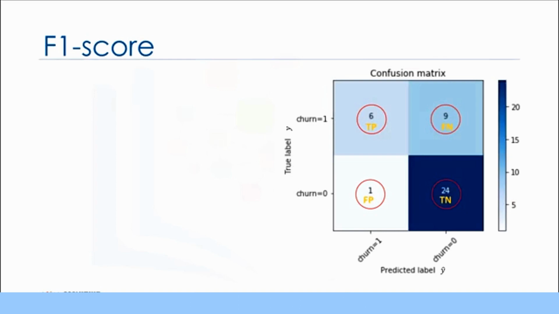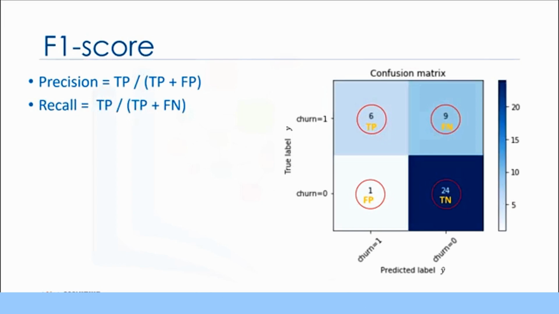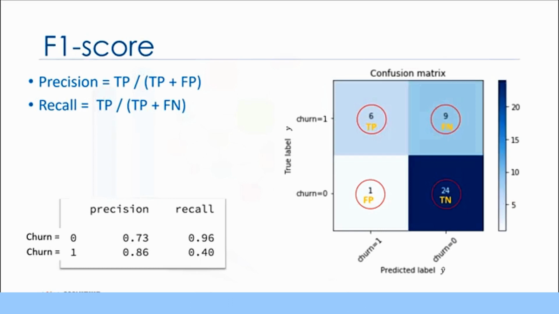Based on the count of each section, we can calculate the precision and recall of each label. Precision is a measure of the accuracy, provided that a class label has been predicted. It is defined by precision equals true positive divided by true positive plus false positive. And recall is the true positive rate. It is defined as recall equals true positive divided by true positive plus false negative. So, we can calculate the precision and recall of each class.